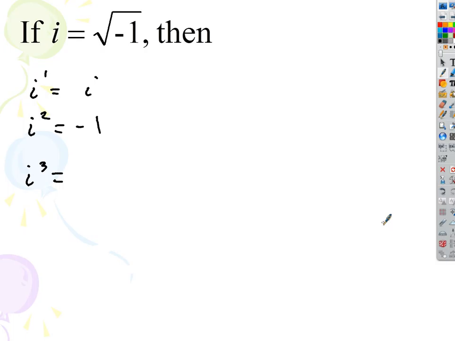It's not, it's close, it's not i. It's negative i. How'd you get that? Because i cubed is the same as i squared times i. Does that make sense? I cubed is the very same thing as i squared times i, right? Sure. That works, doesn't it?